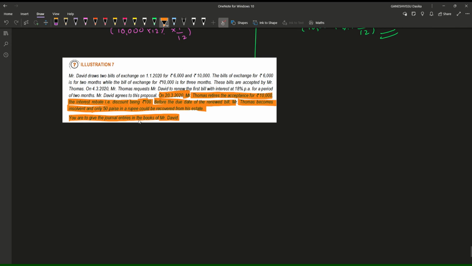So I will explain this not by writing, but orally. David has drawn two bills of exchange on Mr. Thomas. The first bill is for 2 months, while the second bill is for 3 months. You know all these things because I have read the question. What is happening here on 1st January 2020? The first bill is for 2 months. Then what would be the due date here? What would be the maturity date?